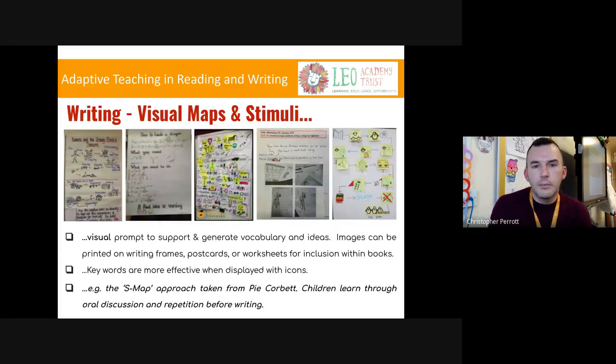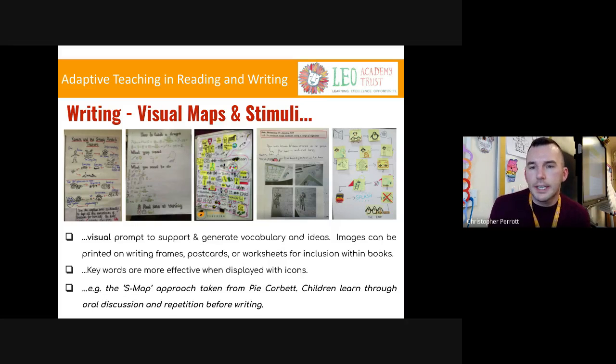So as you saw in one of my books as well, visual maps and stimuli are really important. So visual prompts can help people generate ideas, they can support vocabulary and ideas, and they're really also good to include on various writing frames, postcards, or worksheets.